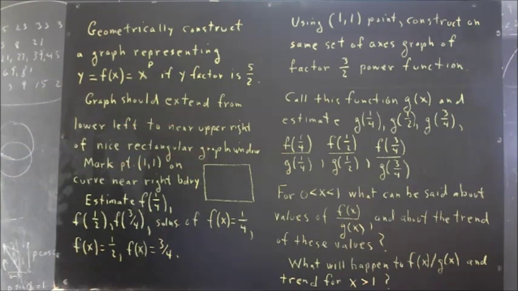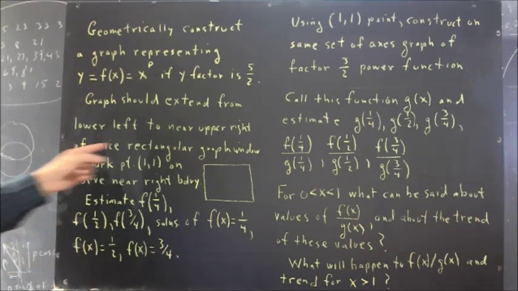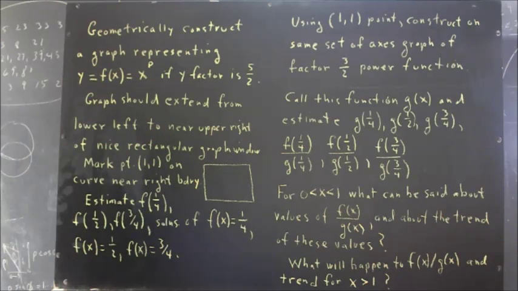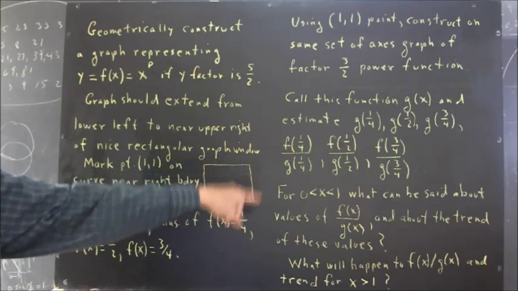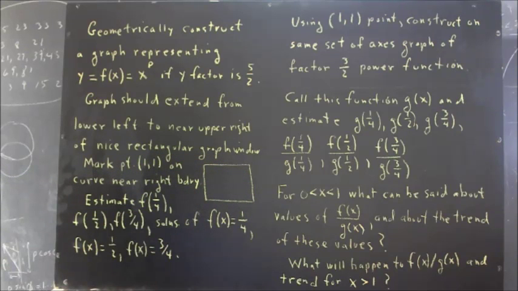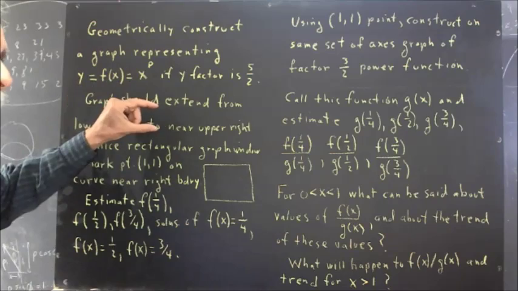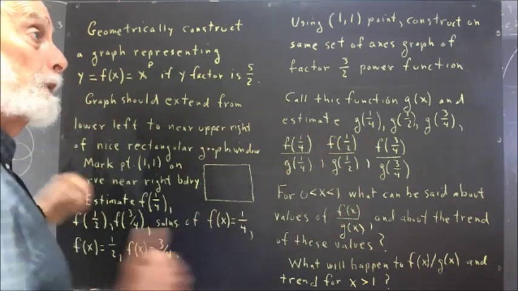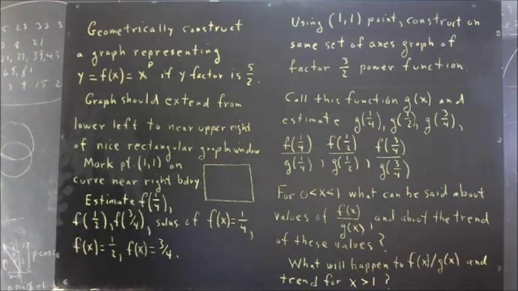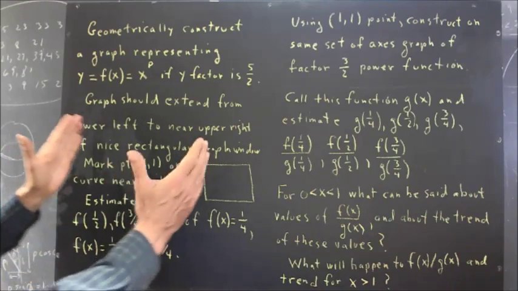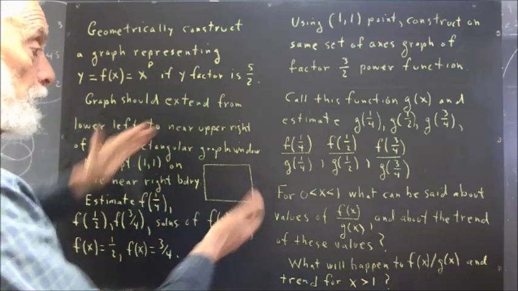The graph, when you construct it, should extend from the lower left, or near the lower left excuse me, to the upper right of a nice rectangular graph window. Here would be an example of a nice rectangular graph window. A graph window this high and this wide would not be a nice rectangular graph window. Now, a graph window could actually be wider than it is high.